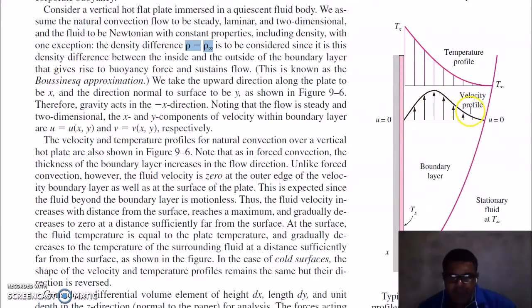The velocity profile and temperature profile for natural convection over a vertical hot plate are as shown here. Note that, as in forced convection, the thickness of the boundary layer increases in the flow direction. Unlike forced convection, however, the fluid velocity is zero at the outer edge of the velocity boundary layer as well as at the surface of the plate. So the velocity at this side and at this side is zero.